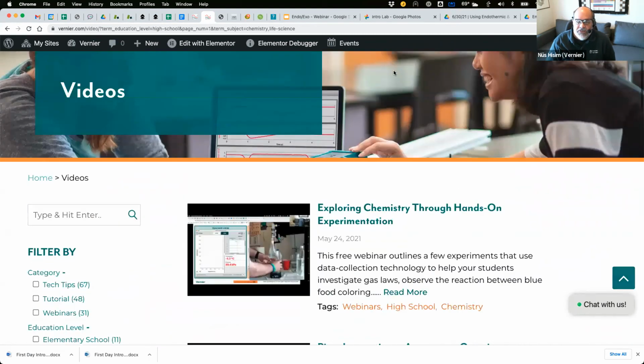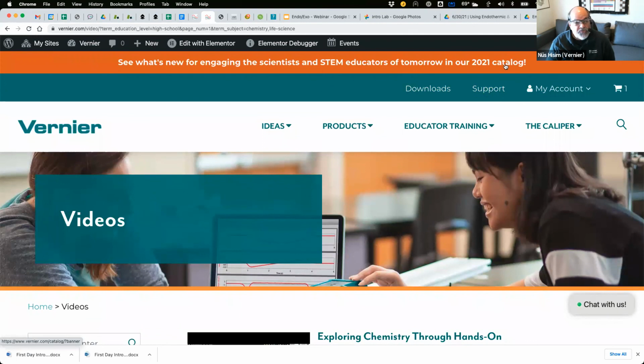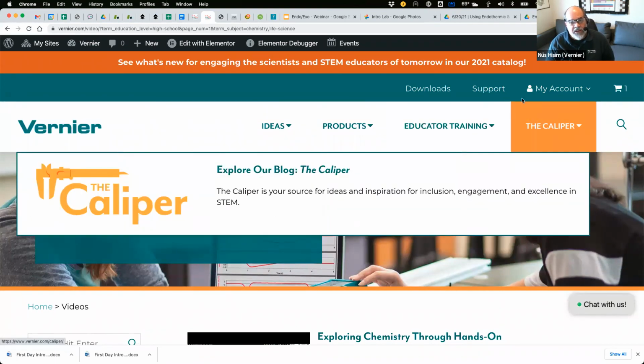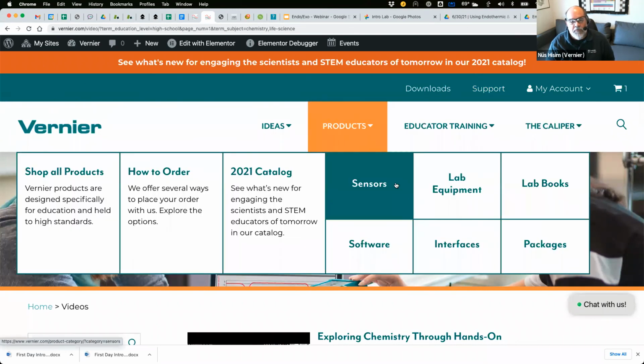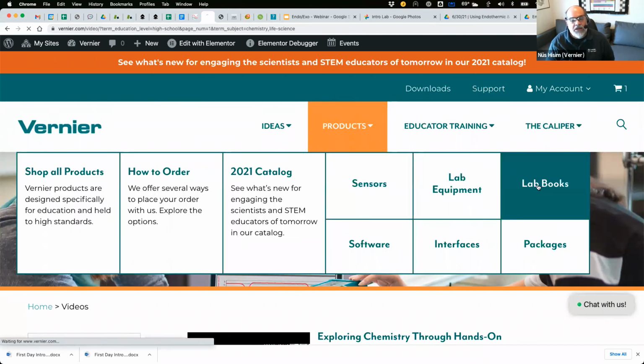The other thing I highly recommend to teachers, particularly if you haven't used too much Vernier equipment, is to look at our lab manuals.